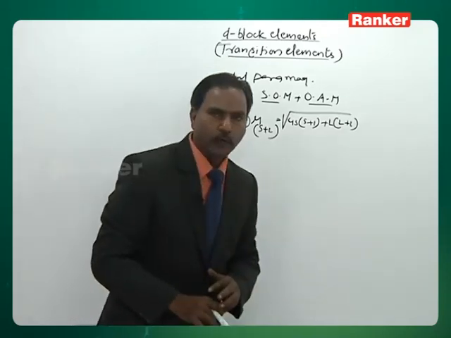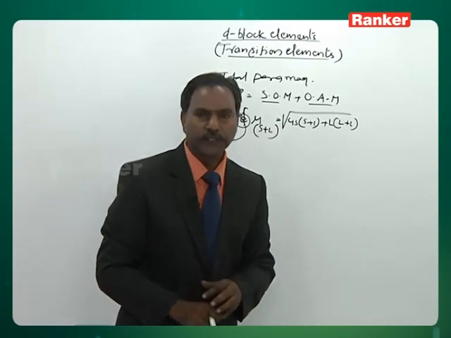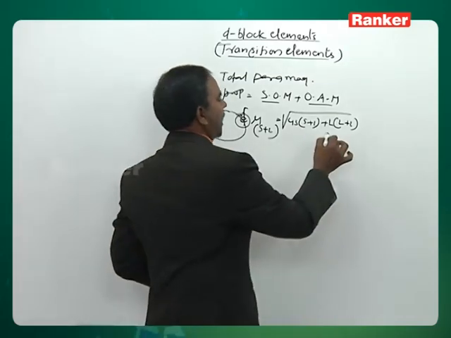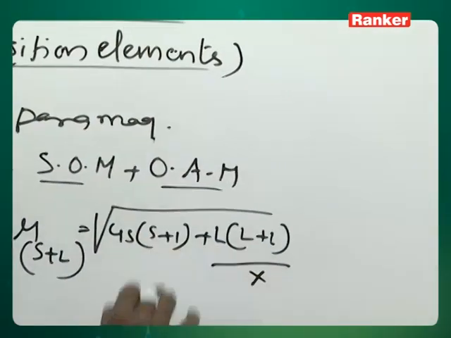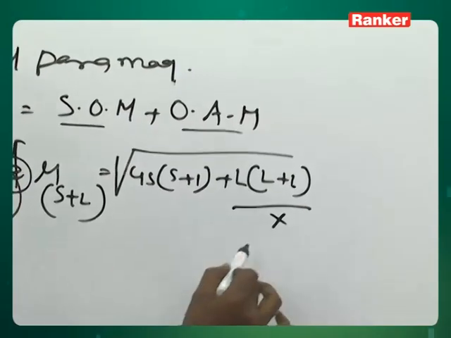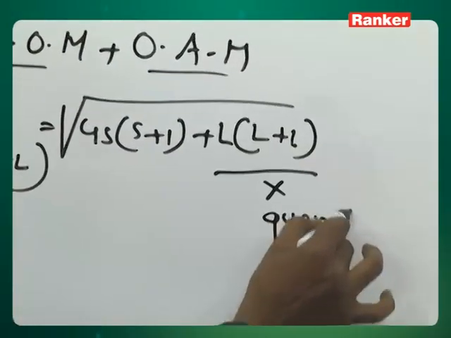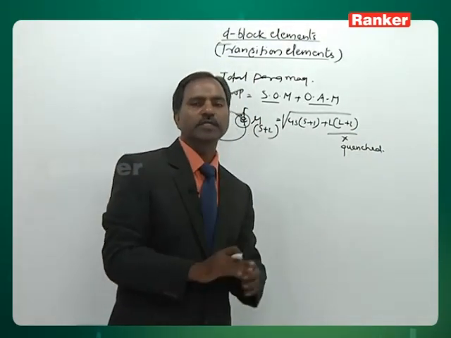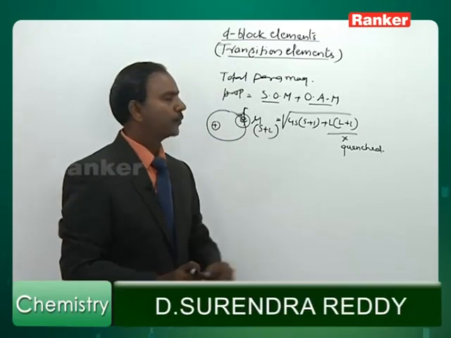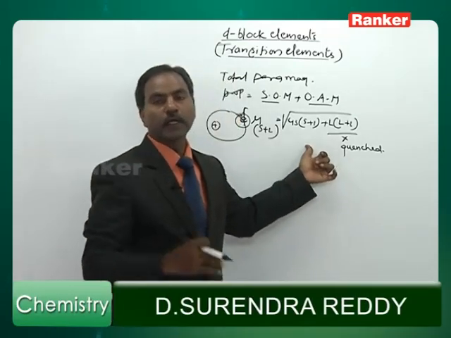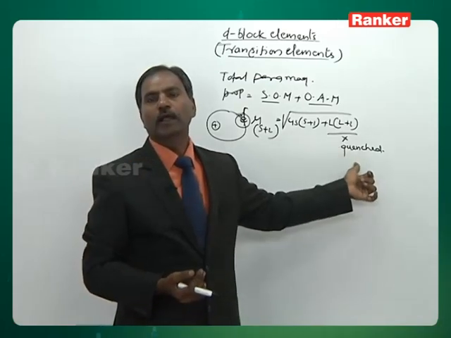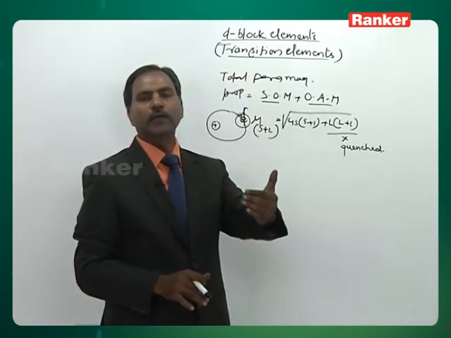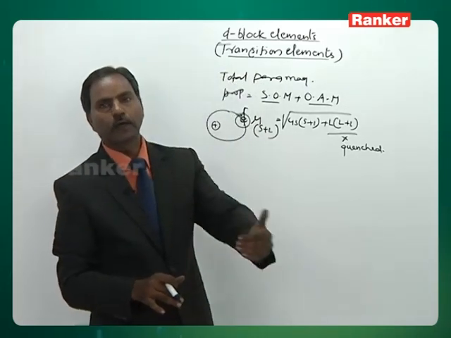Now, in d block elements, especially in the 3d series, this orbital angular moment is completely quenched by the ligand fields. In other words, quenching means cancelled by the ligand fields. Why? Because the d orbitals are there in the penultimate shell, near to the ligand fields.